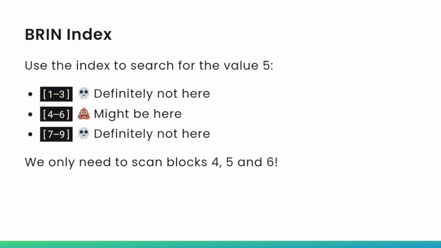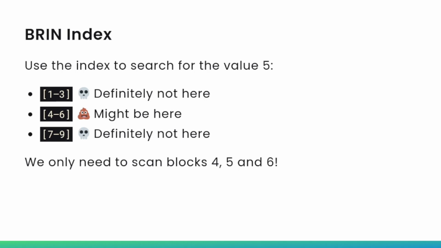Now let's use our BRIN index to search for the value 5. So we go for the first group, first range, and we say, is 5 between 1 and 3? The answer is no. So we know that 5 is definitely not inside this range, okay? We then go to the second range and we ask, is 5 between 4 and 6? In this case, we don't say that 5 is in this range. We say that 5 might be in this range. We don't know that for a fact. It might not be in this range, but if it is, it is.